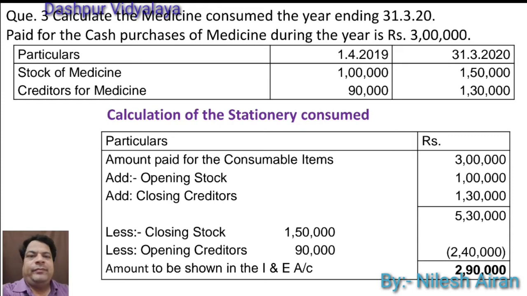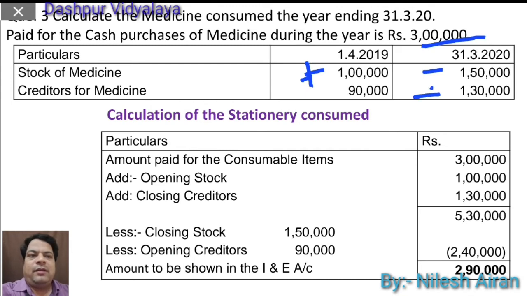Question number 3. Here we are given 3 lakh rupees we have already paid. Then opening stock rupees 1 lakh is given. Opening stock is added and closing stock is deducted. Then we are given creditor for the medicine. You can assume it to be outstanding expenses for the medicine.